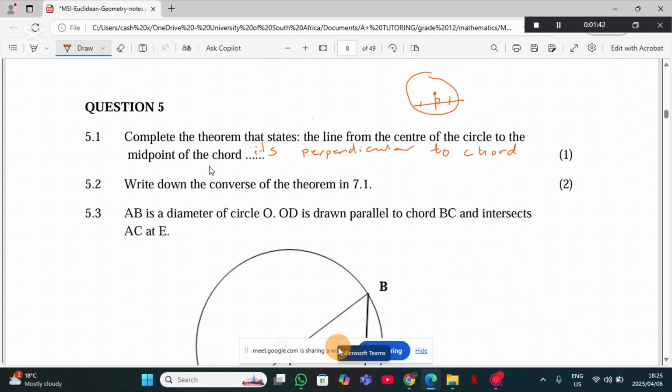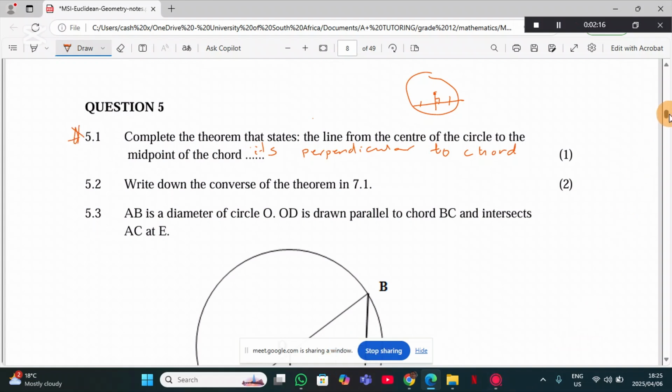Okay. Write down the converse of theorem 7.1. This theorem. So now are they talking about what I just said? That the line from the center of the circle perpendicular to the chord bisects the chord. That's the converse. It's just this one. They're just playing around with words.